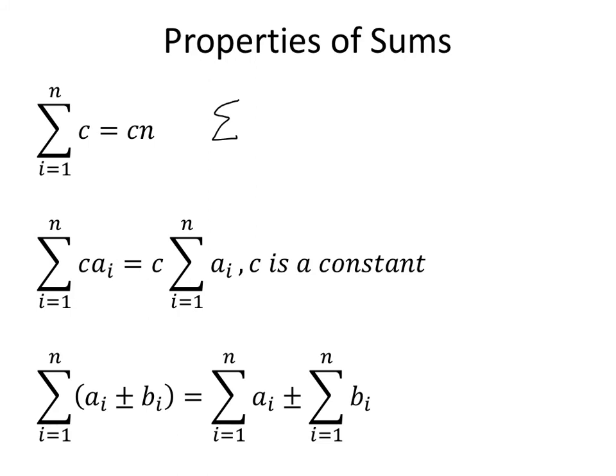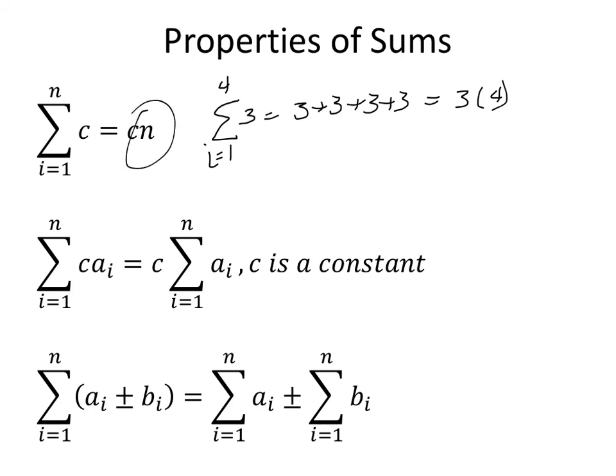I'm actually multiplying, right? So if i equals 1 to 4 of the constant 3, that says I'm adding 3 plus 3 plus 3 plus 3, right? So I'm adding 4 3's up, which is just the same as saying 3 times 4, right? Which is how we come about this rule that the sum of a constant from 1 to n is just that constant times the n.